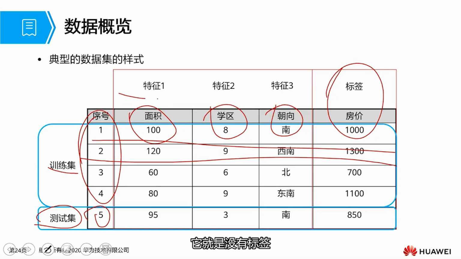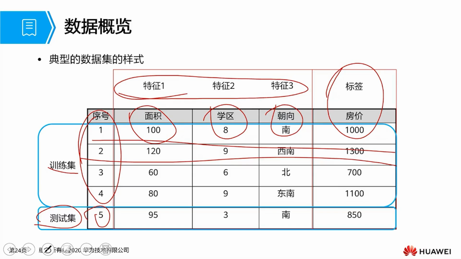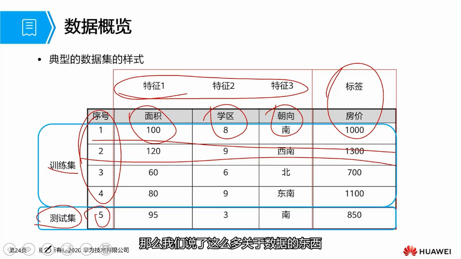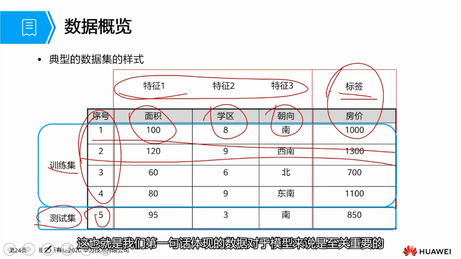Why is data so important? We need to emphasize data in this way. This is what we embody. In our first sentence, data is crucial for the model. Please remember this word, crucial. It is the ceiling of model capability. Without good data, there can be no good models.